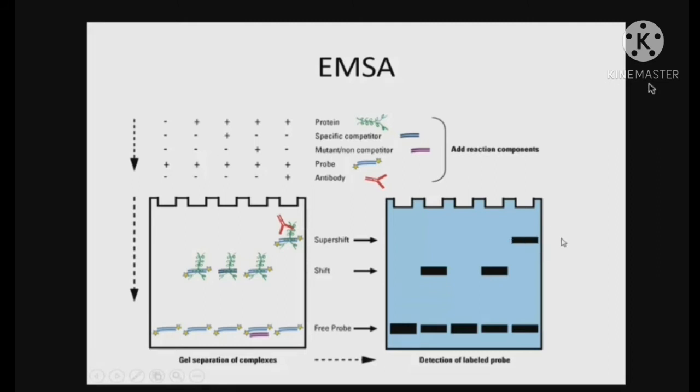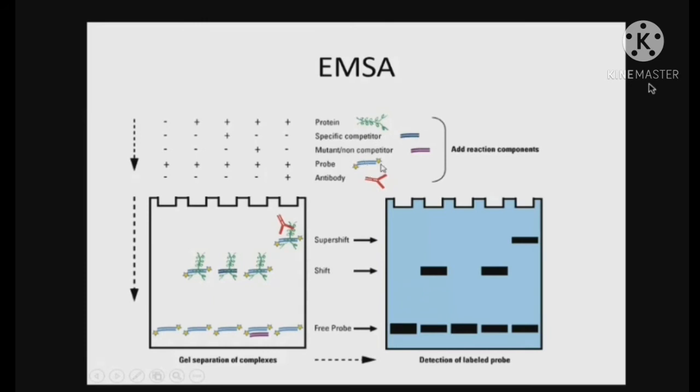Then there are different methods. People check whether this DNA-protein interaction is specific or not. So they added the probe, a specific competitor, and then the protein. If there is a specific competitor, what will happen? You can see this is not labeled. If it is specific, it will compete and remove the probe.